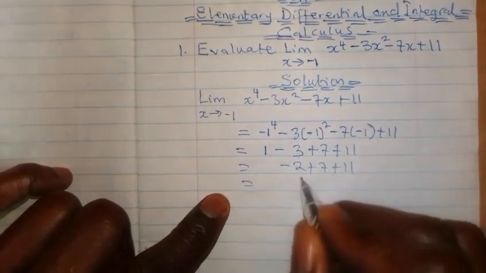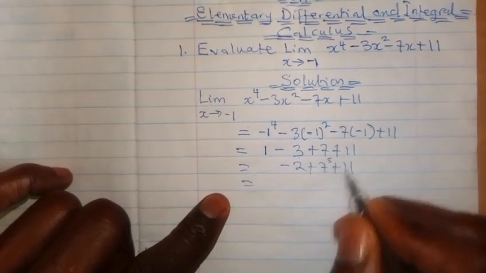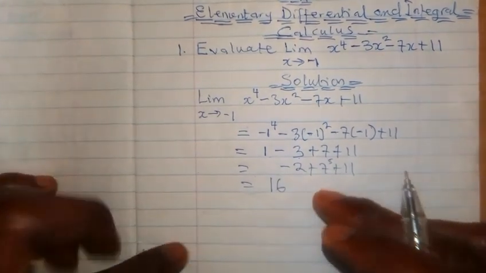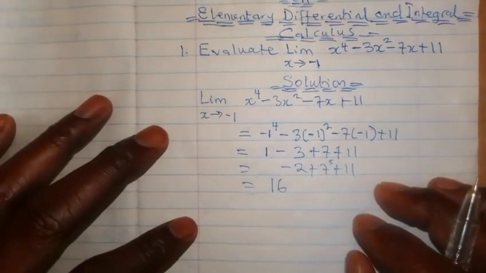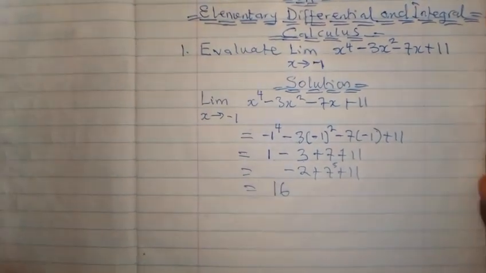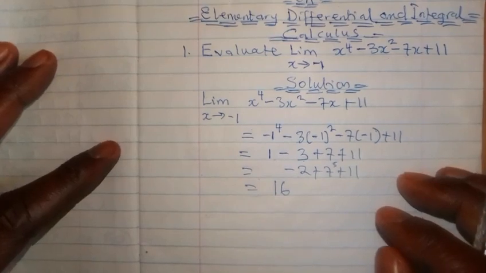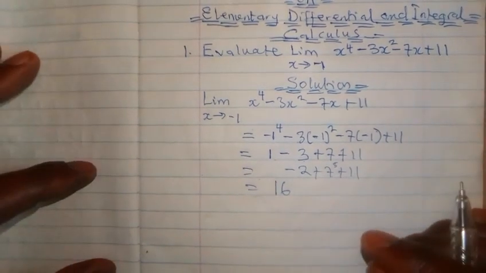Then 1 minus 3 is minus 2, plus 7, plus 11. And if we simplify this, minus 2 plus 7 is 5. 5 plus 11 is 16. And this is the answer to this question. I hope you followed through this explanation. Let me know what you think about this solution, and I will see you in my next lesson.